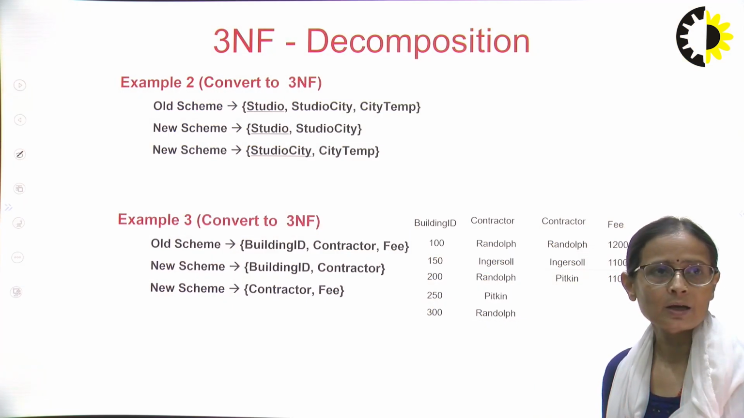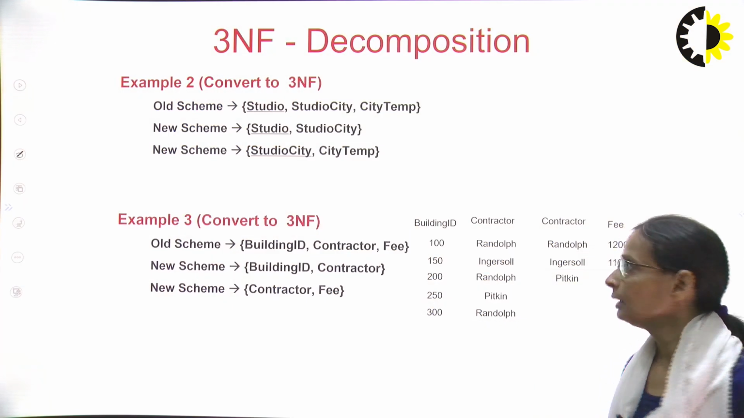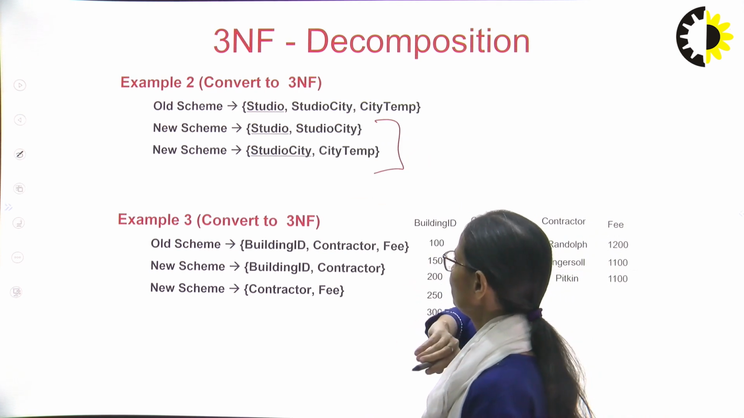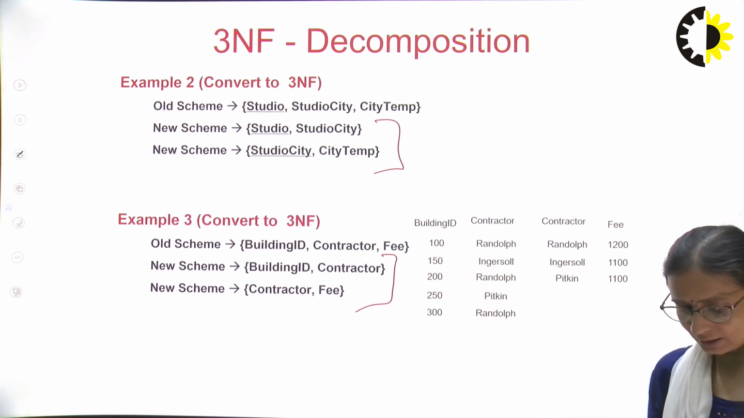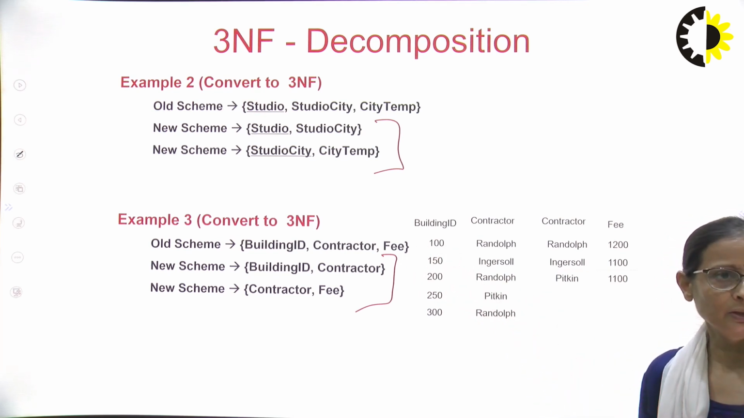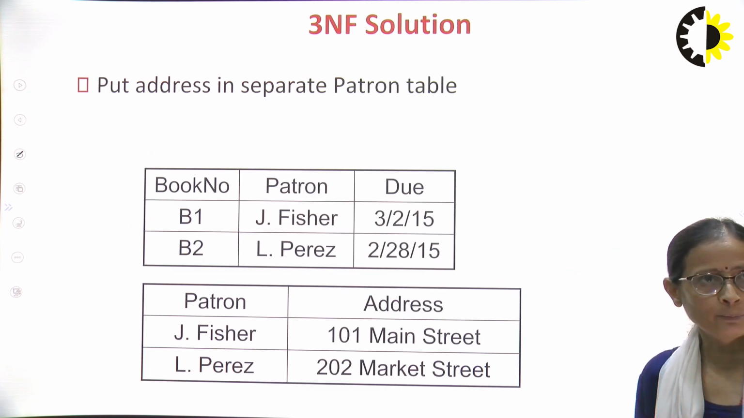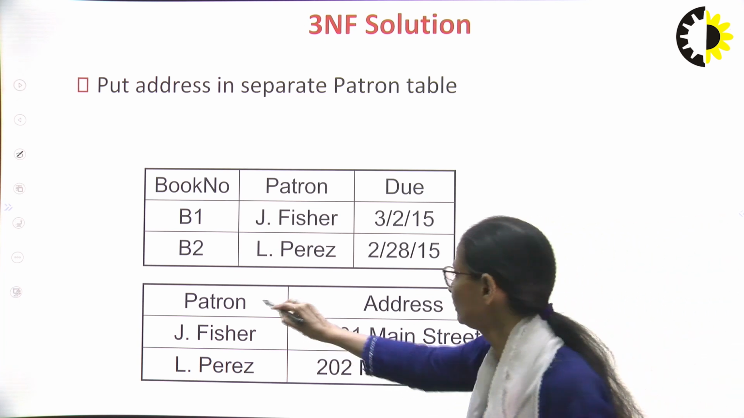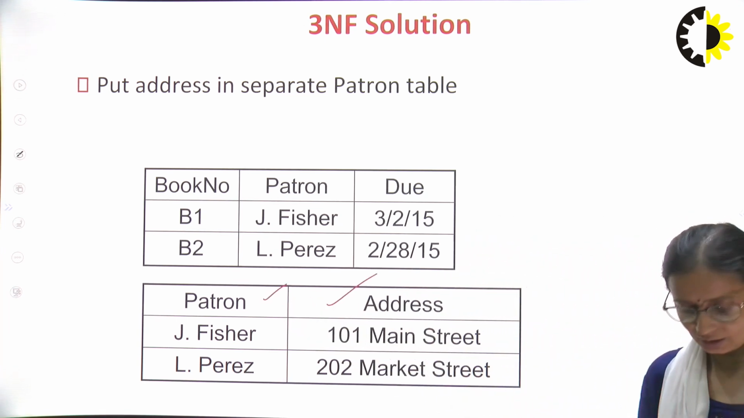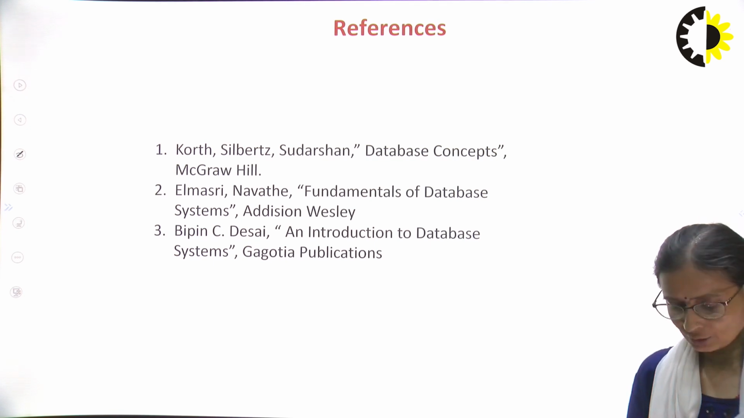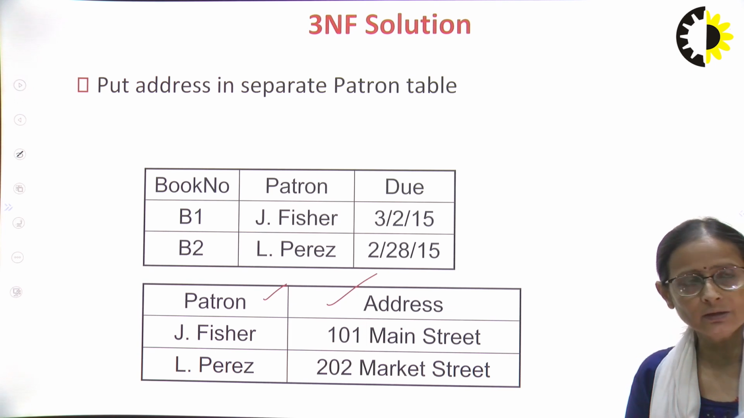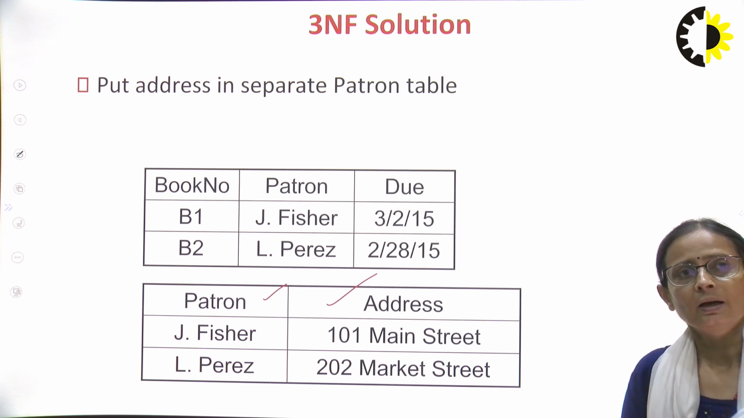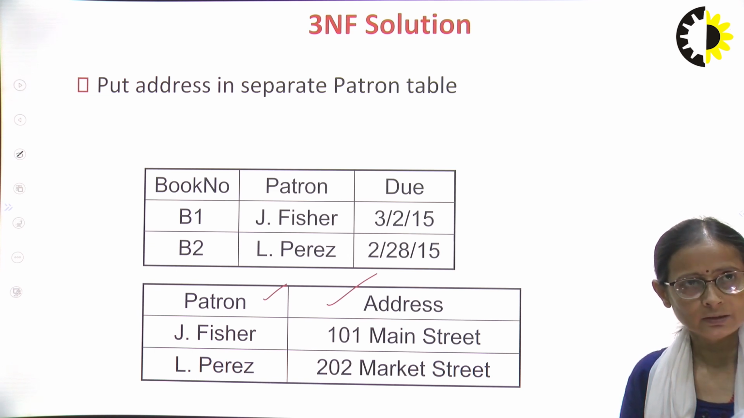Similarly, this is how we have converted the second example. We have decomposed it into this. Similarly, when we decompose our old schema into these two schemas, our table would be converted into 3NF form. This is another example which we have seen earlier. So here we have made a separate table. So this is all about normalization. Here we have discussed 1NF, 2NF and 3NF. Later on we will discuss the higher normalization forms in the next lecture.